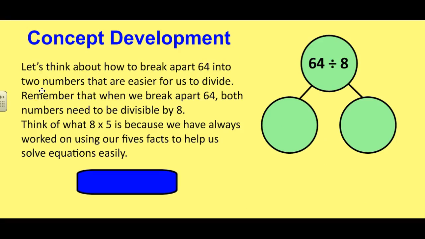Okay, let's think about how we're going to break apart 64 into 2 numbers that are easier for us to divide. Remember that when we break apart 64, both numbers need to be divisible by 8. And what that means is that what I put here and what I put here, I still have got to be able to skip count by 8 to get to those numbers because I'm still dividing by 8. I'm just breaking apart the 64 to make it easier.